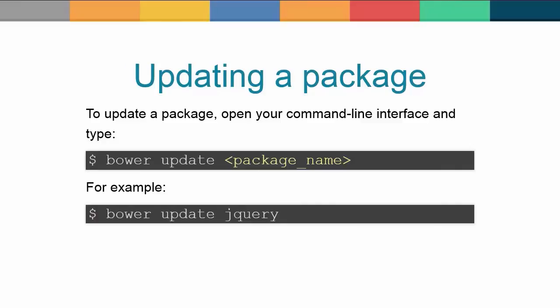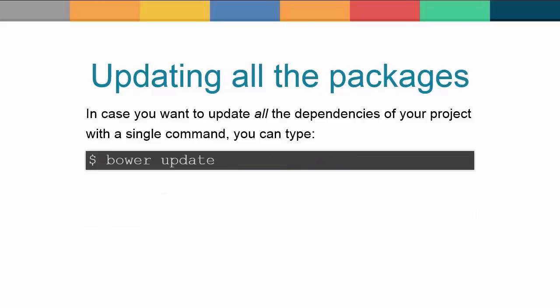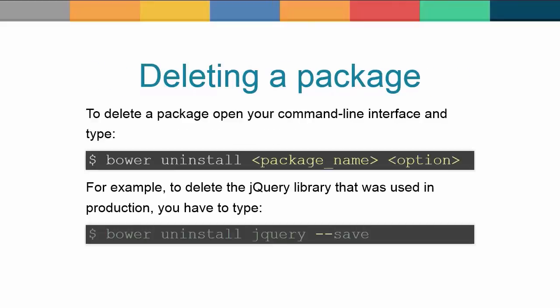From time to time, you want to check that the dependencies of a project are up to date. To update a package, open your command line interface and type bower update and the package name. For example, bower update jQuery. In case you want to update all the dependencies of a project with a single command, you can type bower update.